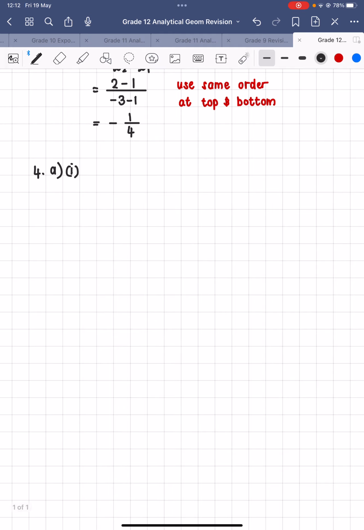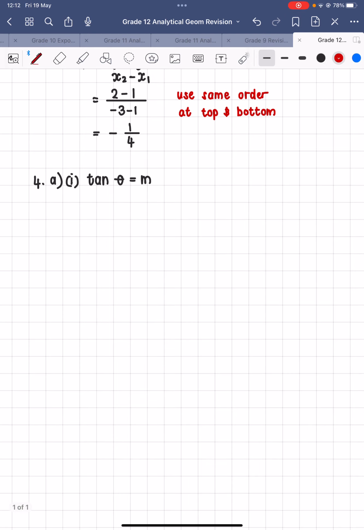So for 4A, they're saying determine the inclination of the lines with the following gradients. Inclination, angle of inclination. All right? So remember that formula was tan theta is equal to M. That formula was on the formula sheet. Okay. So we basically need to calculate theta. That's what they're asking us for. So we're going to apply this formula. M is always the gradient.